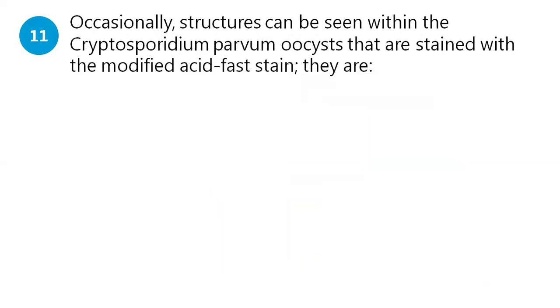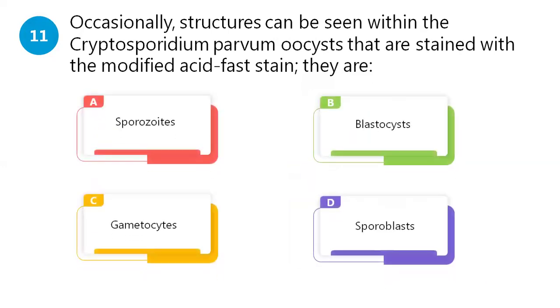Next question. Occasionally, structures can be seen within the Cryptosporidium parvum oocyst that are stained with the modified acid fast stain. They are option A, sporozoites, option B, blastocysts, option C, gametocytes, and option D, sporoblasts. So we should know what is Cryptosporidium parvum.